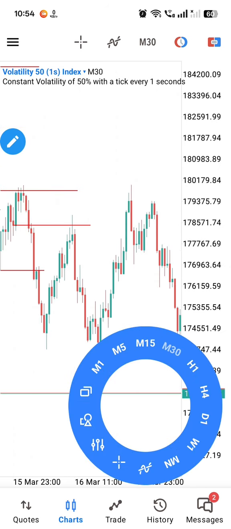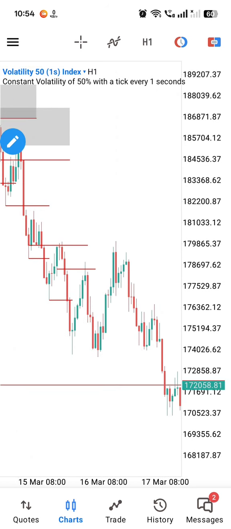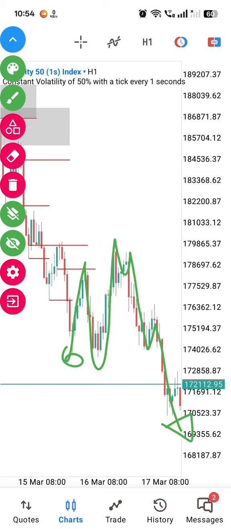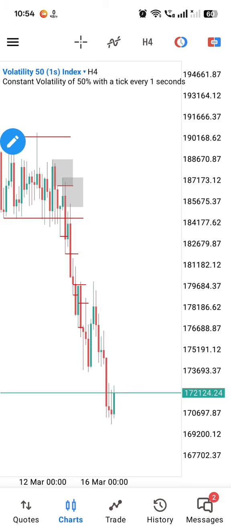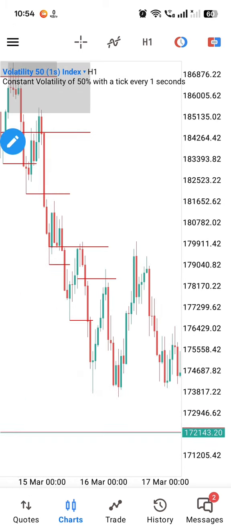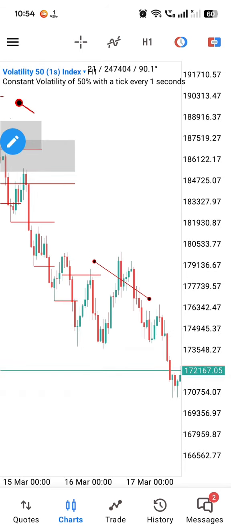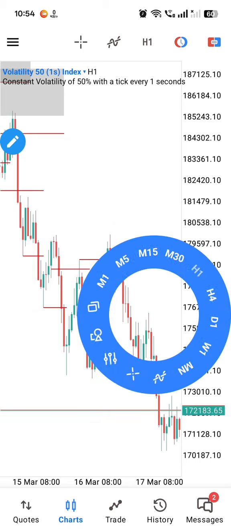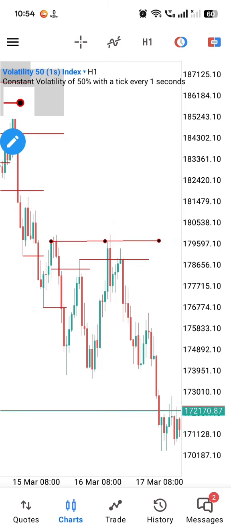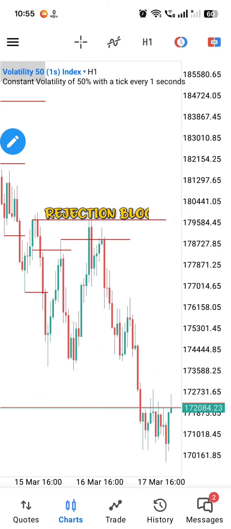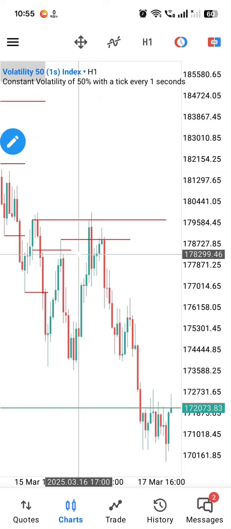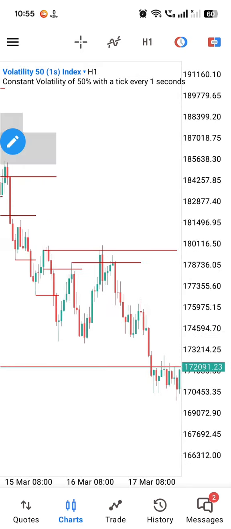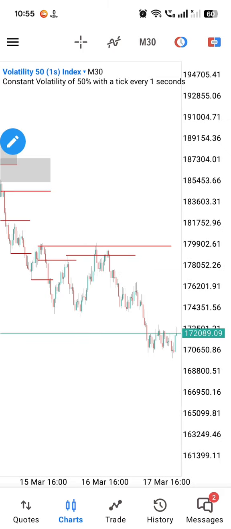It reacted off of another breaker block, and it wanted to continue shooting down, but I don't know, it sort of failed or manipulated someone there, and then that's when it went up to sort of give us a stop hunt. So this stop hunt is key right there. It gave us a stop hunt and it reacted off of the rejection block. Now after the stop hunt, you can see, yeah, it tried to wipe. Maybe it actually wiped, I didn't check nicely.